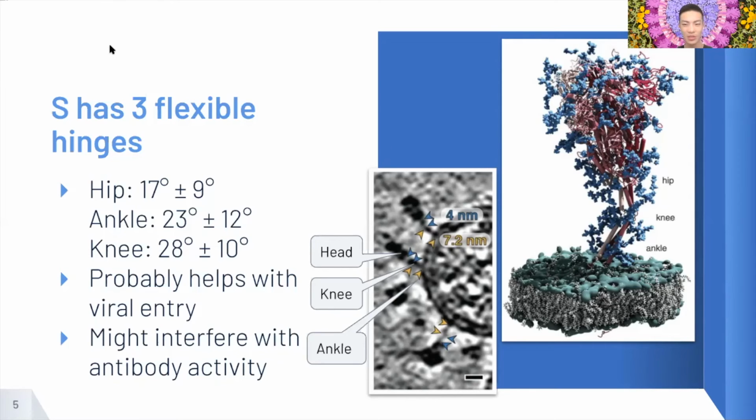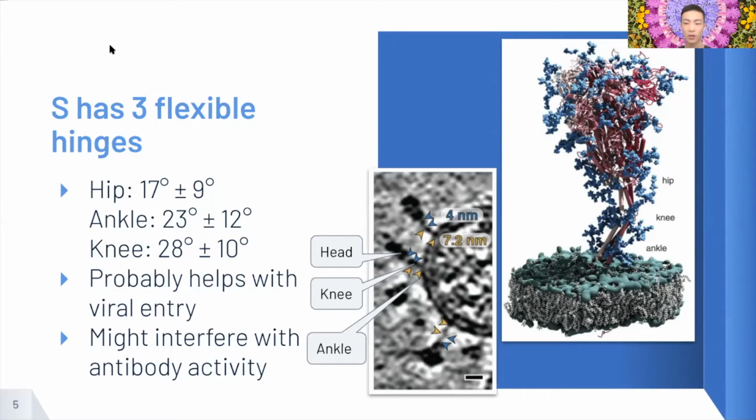Now, the thing about these hinges is that they're hypothesized to help with viral entry, right? Because these viruses are really tiny compared to the ginormous human cells they're trying to get into. So essentially the surface of the cell is flat to these tiny little viruses. So being able to have their S proteins move around with such great freedom would probably help a lot with viral entry. The other thing about the S protein being super flexible is that it could interfere with antibody activity.